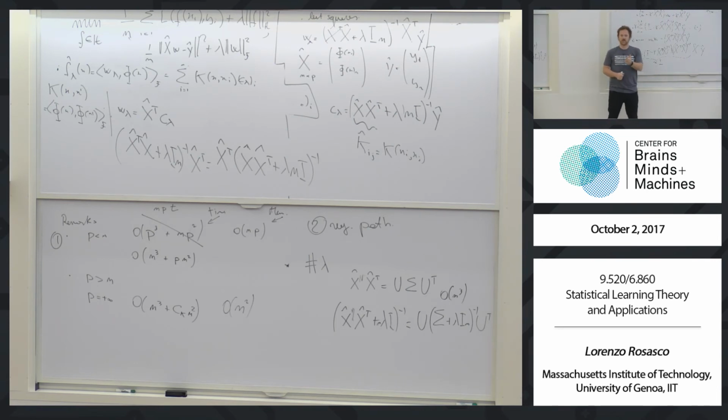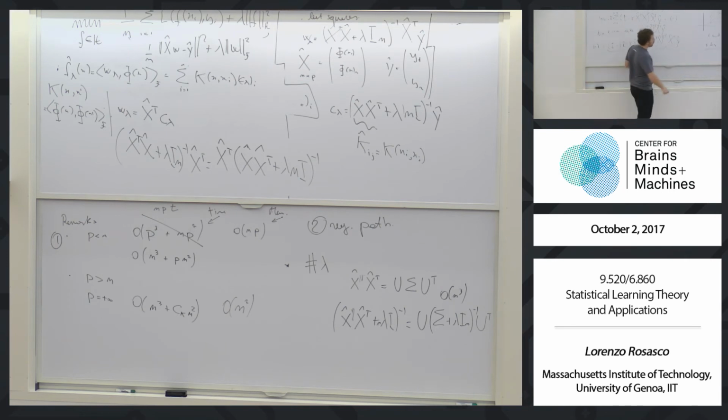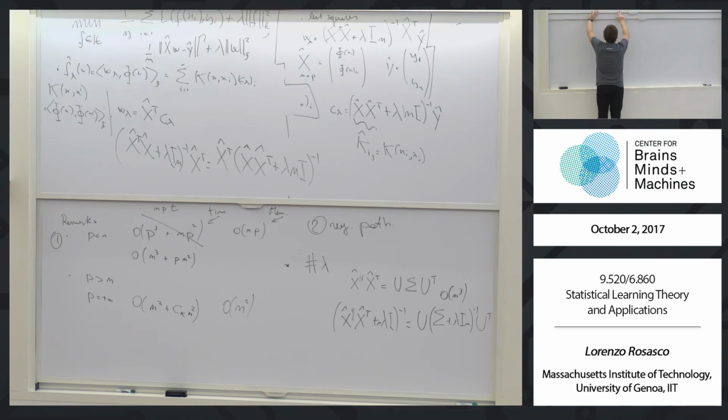How? That's a question to you. How do you stop? Well, whatever. What is the way you choose lambda? You do the same thing. You just do the same thing. The classical way of doing this is monitoring a validation error.